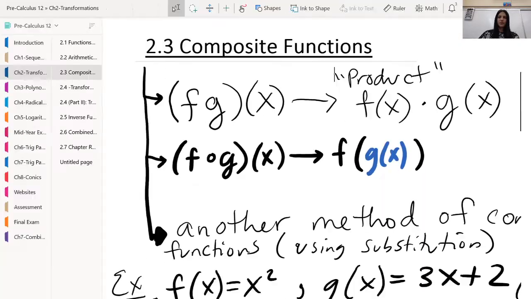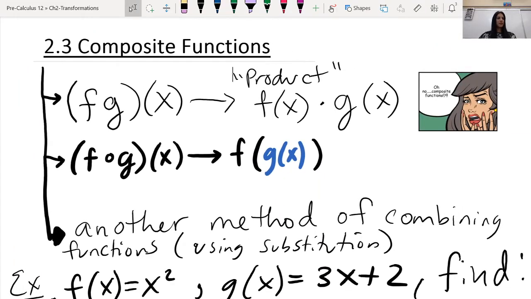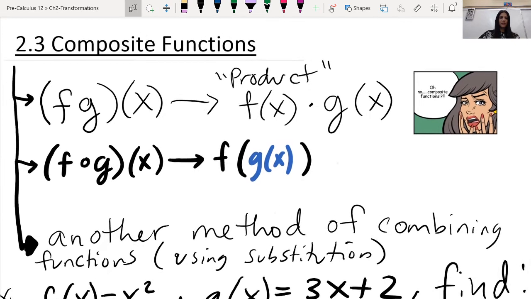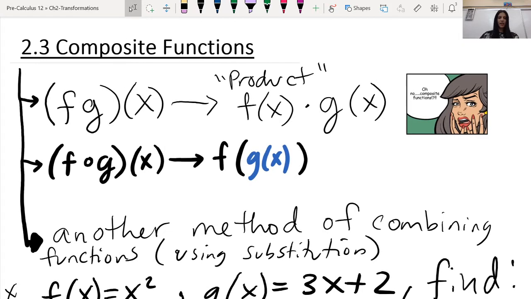Okay, so we're doing a lesson still on Chapter 2 on transformations, but today's lesson is on Section 2.3, which is composite functions. I've written two of the equations just at the top here, because this is what we're going to be focusing on for today, which is at the top you can see we're looking at the product.